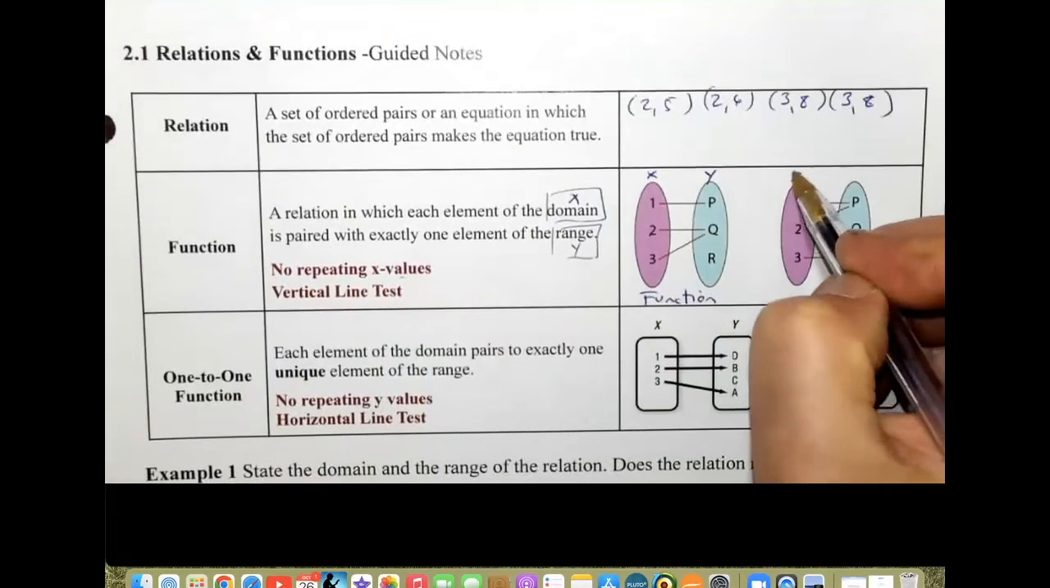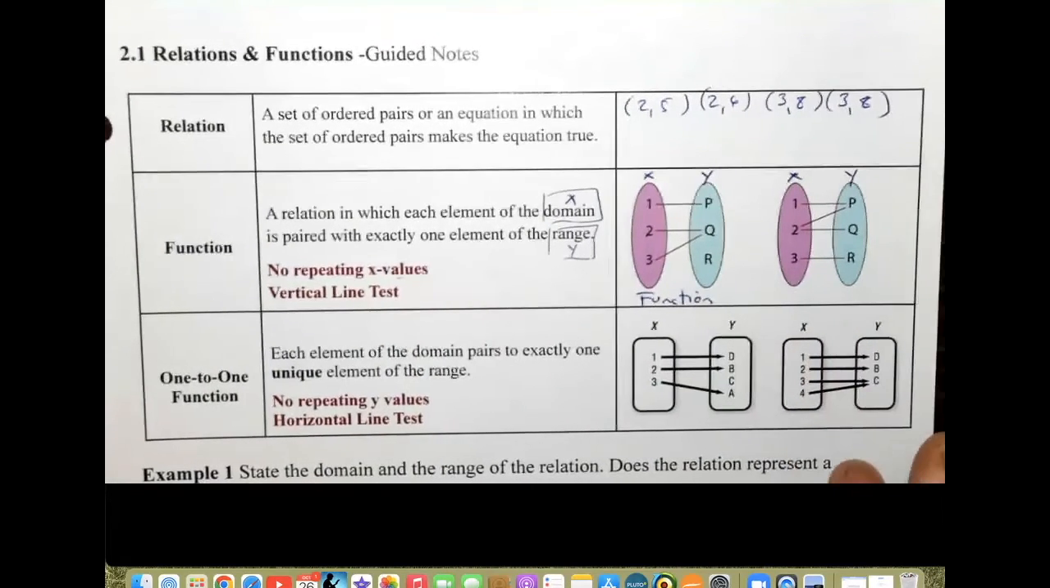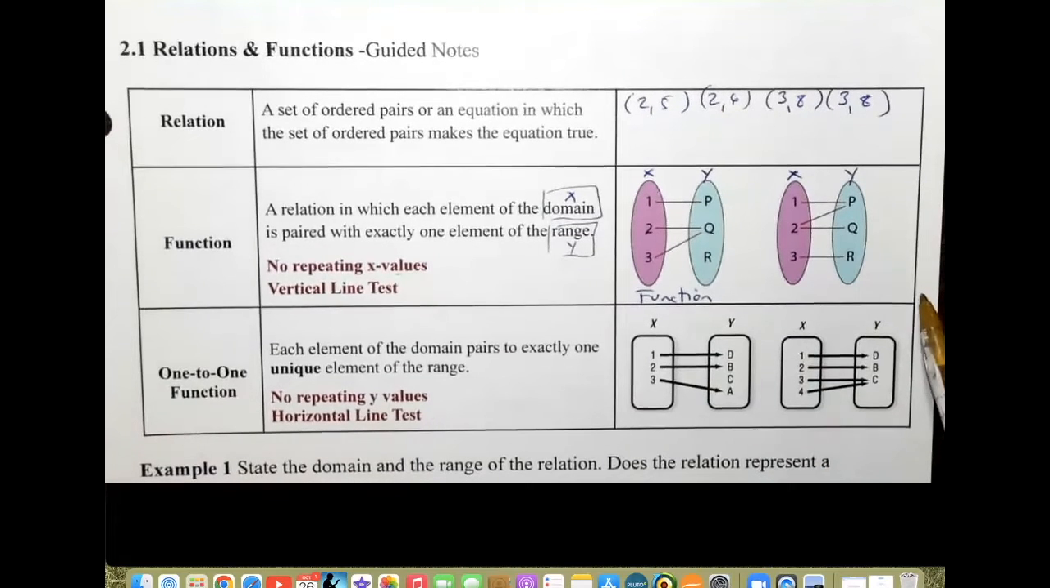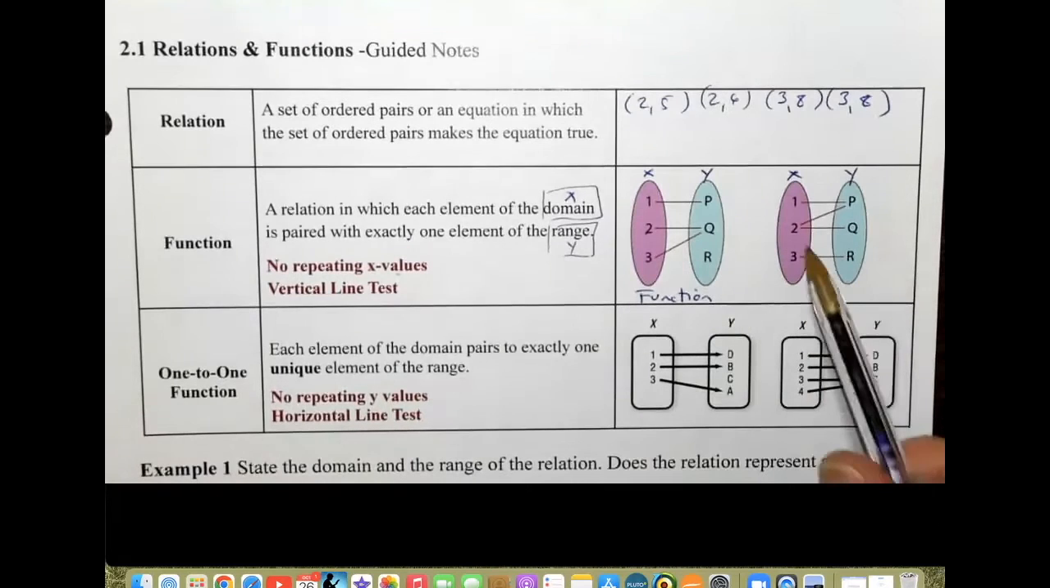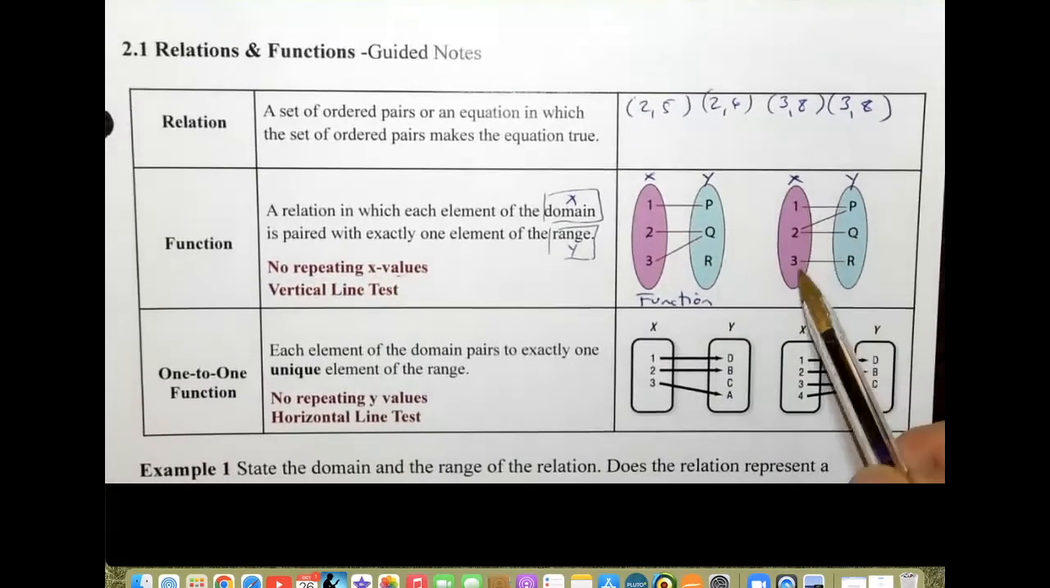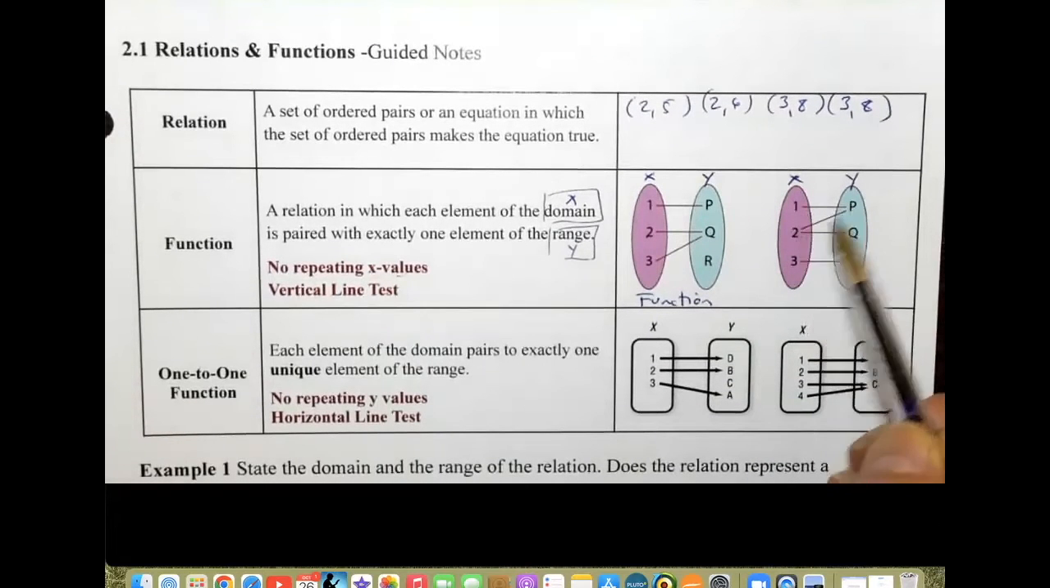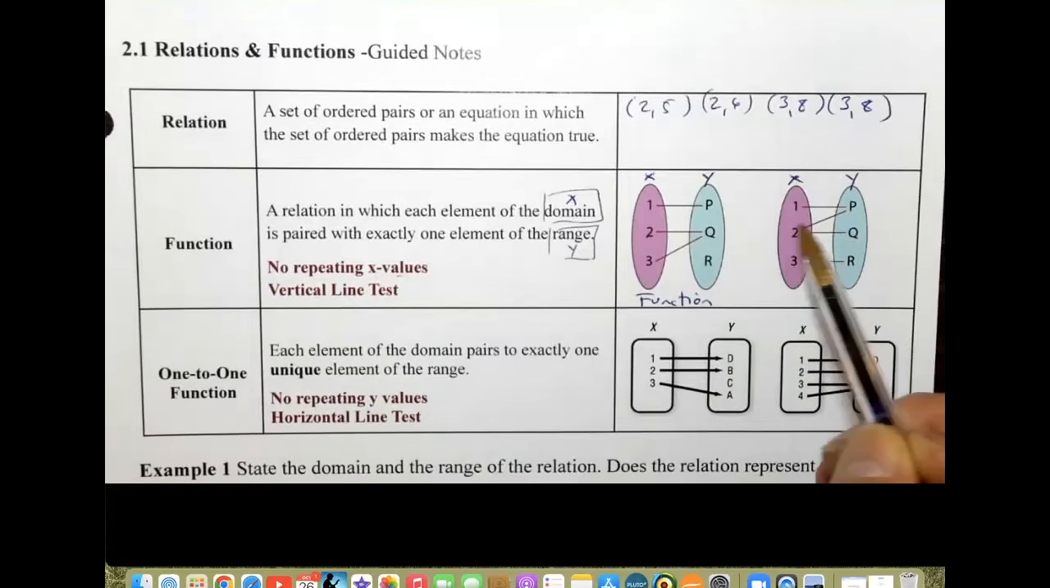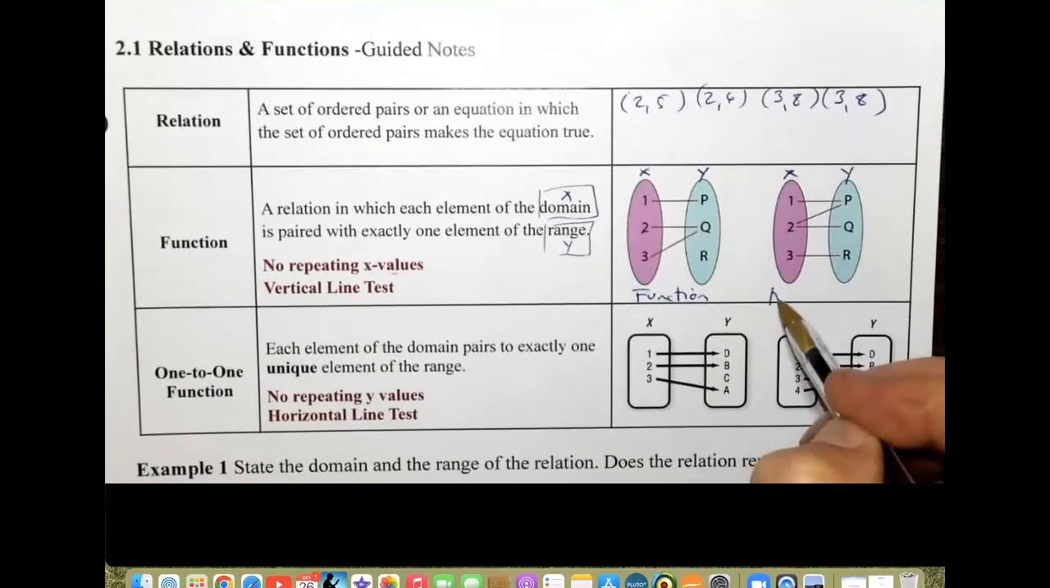If I look at this one, what's happening in this one? It's not a function. Why? Because the y is... What's repeating on this one to make it not a function? The 2. It says no repeating x values. So I'm looking at my x's. I got a 1, then I got a 2p and a 2q. I got two 2's. So this one is not a function.